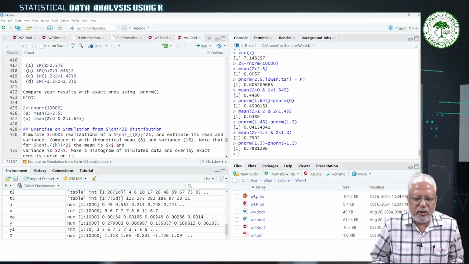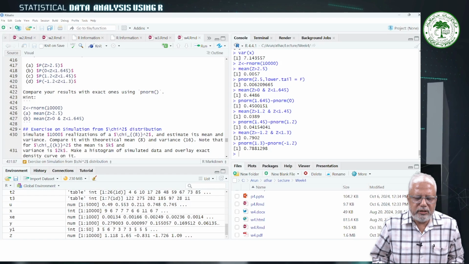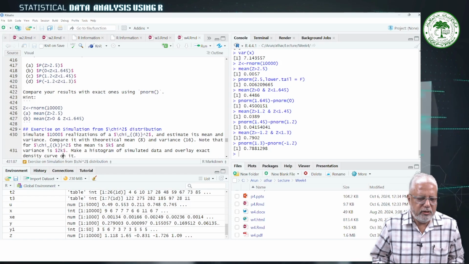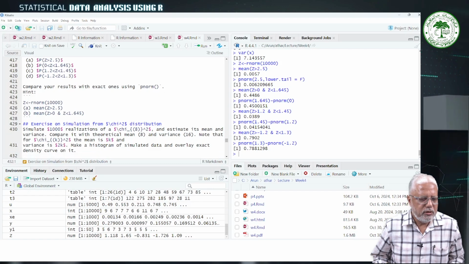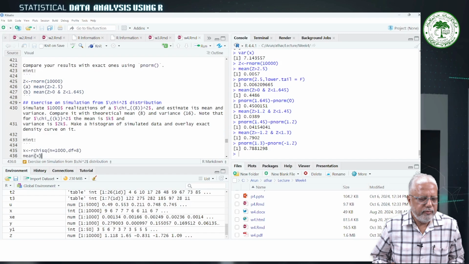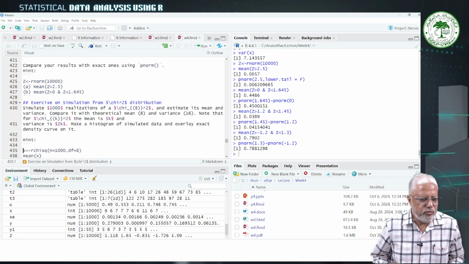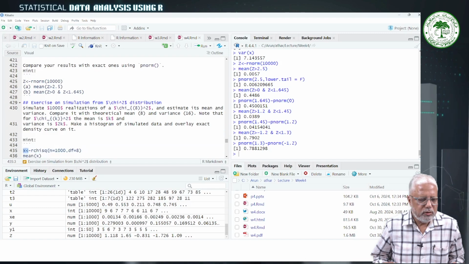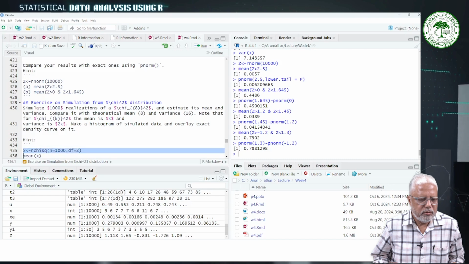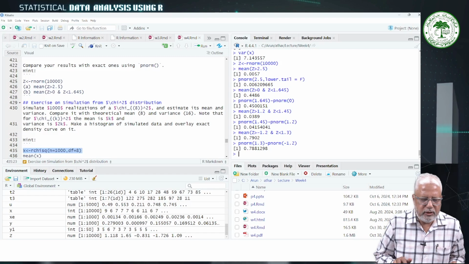Of course, mean is equal to degree of freedom in a chi-square random variable, so the mean is equal to 8, and variance is twice the degree of freedom. So, variance should be 16. Now, see, verify these results on the simulated data. So, here I am going to just copy this command here.